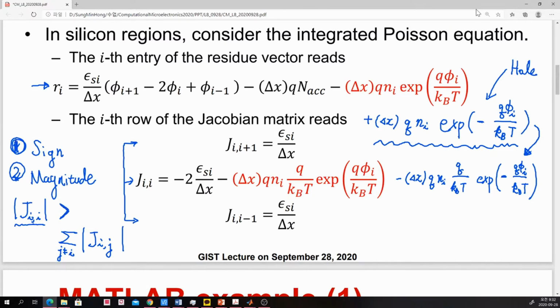So these two conditions: the diagonal component always has the opposite sign to all other non-diagonal terms, and its magnitude is larger than the sum of all other non-diagonal terms. So we call it diagonal dominance. The diagonal term is dominant over all other non-diagonal terms.